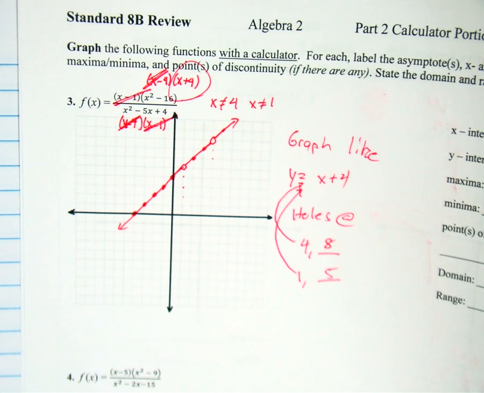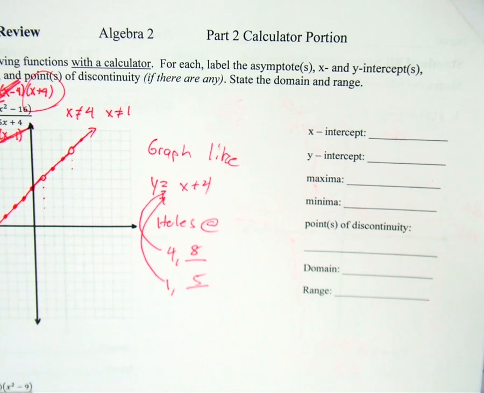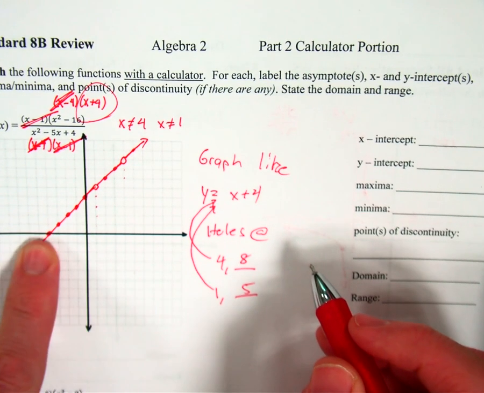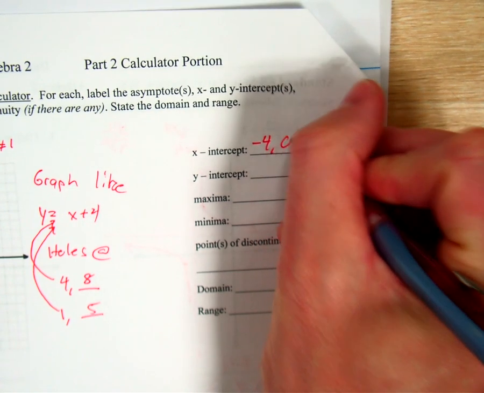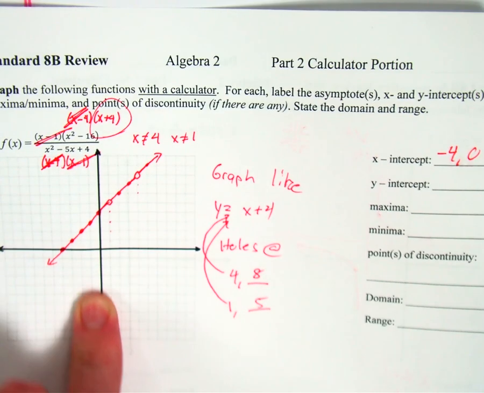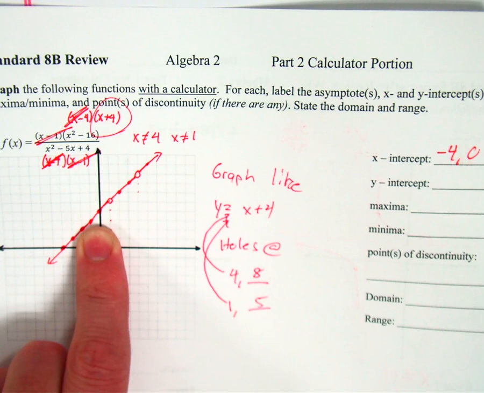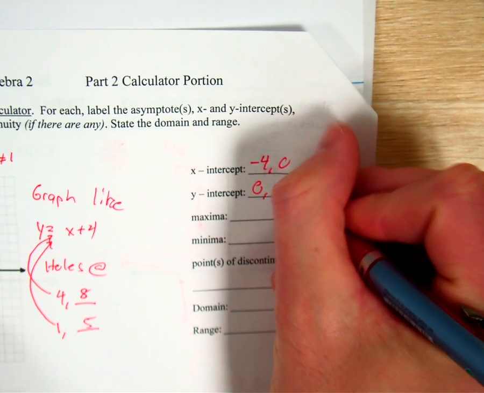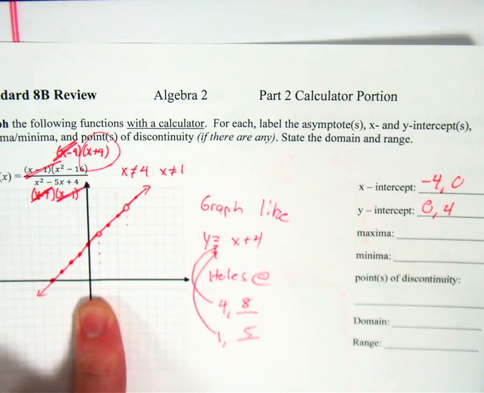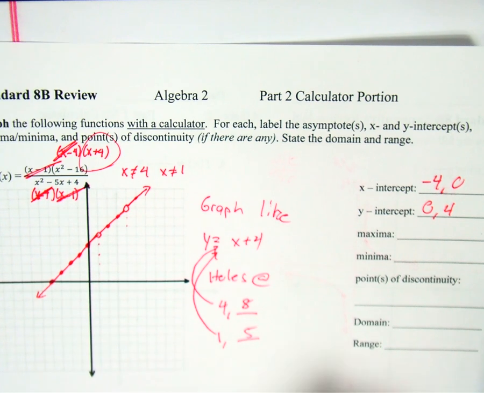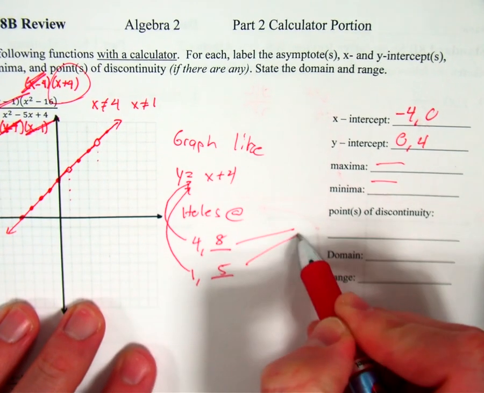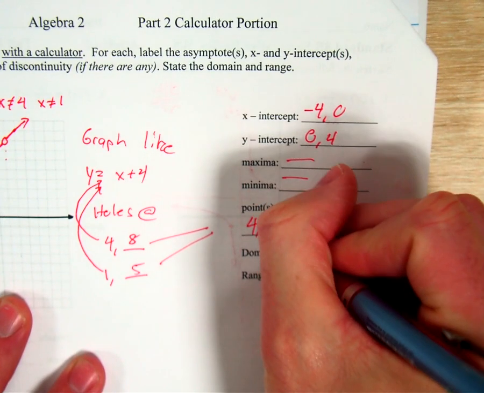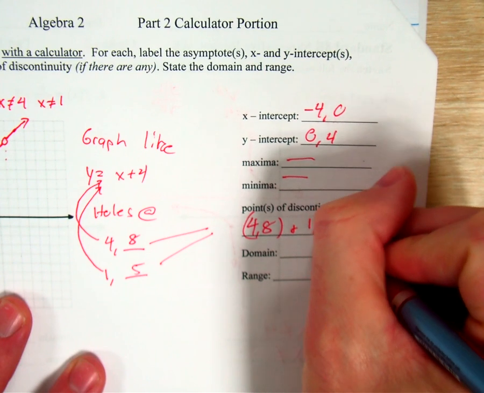So there's our graph. Now let's answer their questions. X-intercept, we cross the x-axis at -4 comma 0. Y-intercept, we cross it at 0 comma 4. Max and mins, we don't have that for these. This is not a max and min graph, this is a holes graph, points of discontinuity. So we're going to be at 4 comma 8 and 1 comma 5.